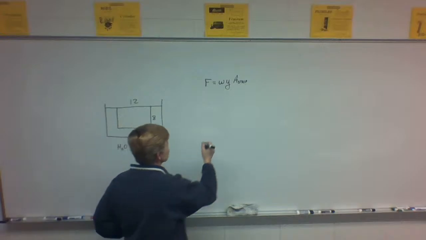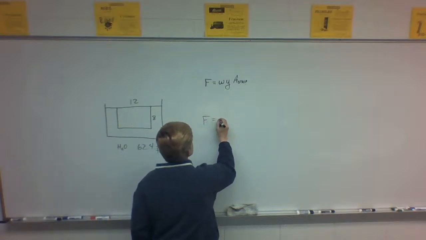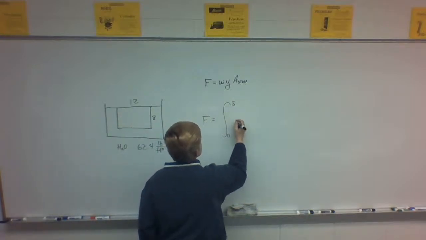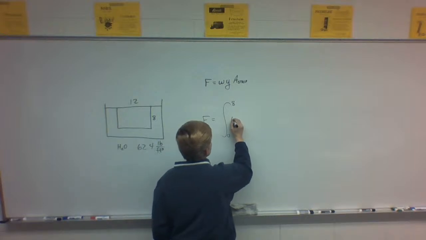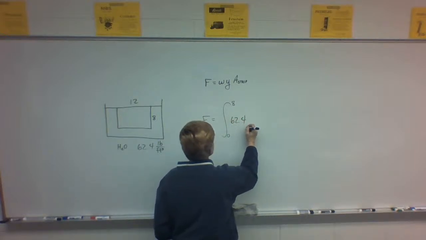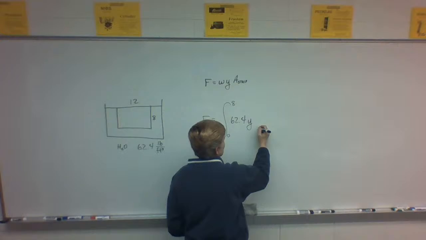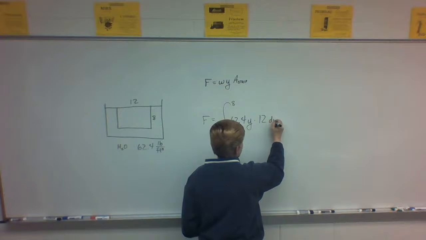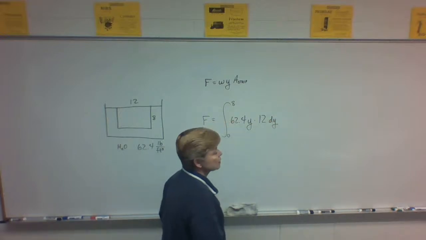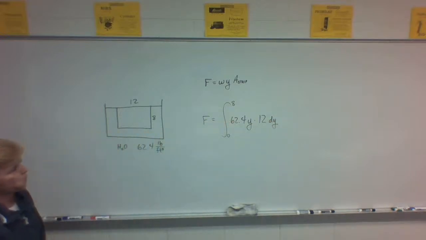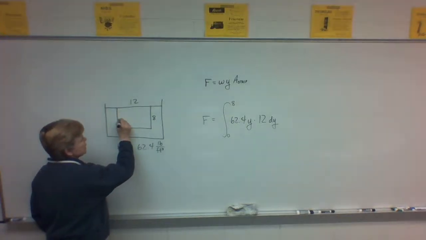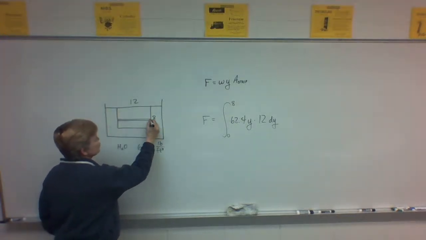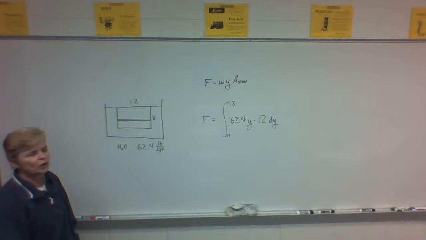What are we integrating from and to? What's the weight density? 62.4. How deep is the strip? Y. And what is the area of the strip? 12 dy. Do it. It doesn't matter what strip, it's going to be 12 units long. This is the easiest one of all. There's no equation to superimpose because all the strips are the same length, and they're all 12 units.